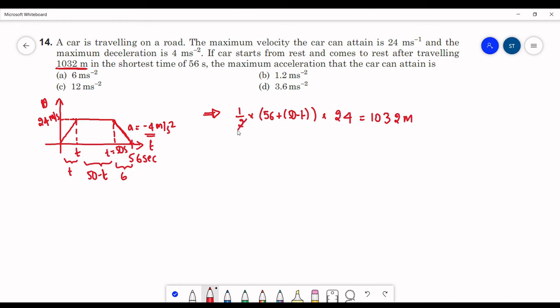So here this will be 12 seconds. So this is 106 minus t is equal to 86. So here t will be equal to 20 seconds.